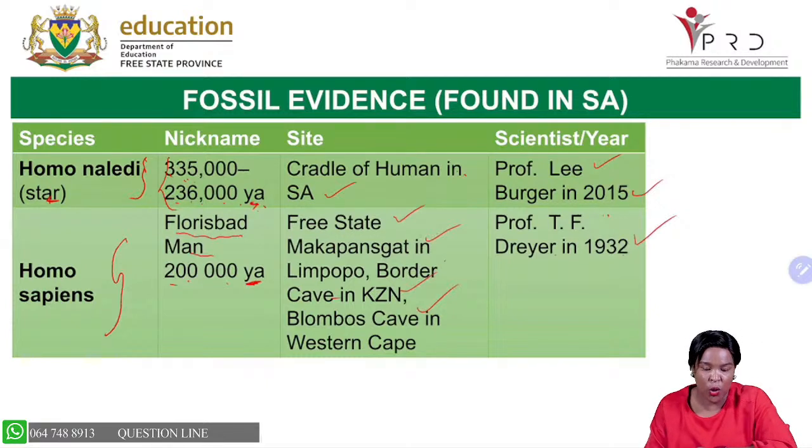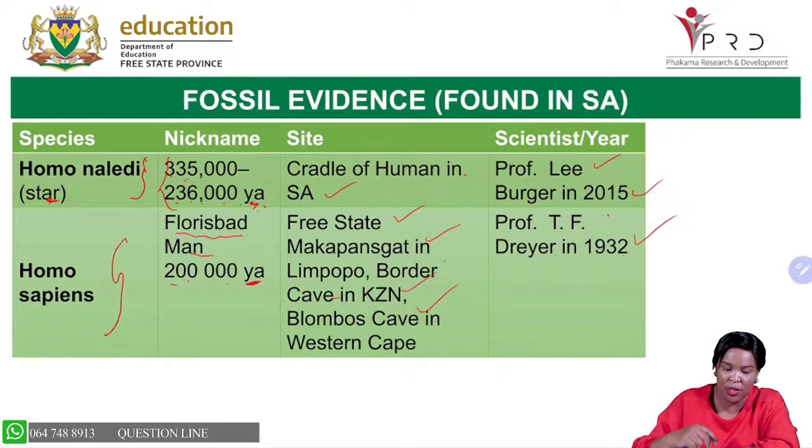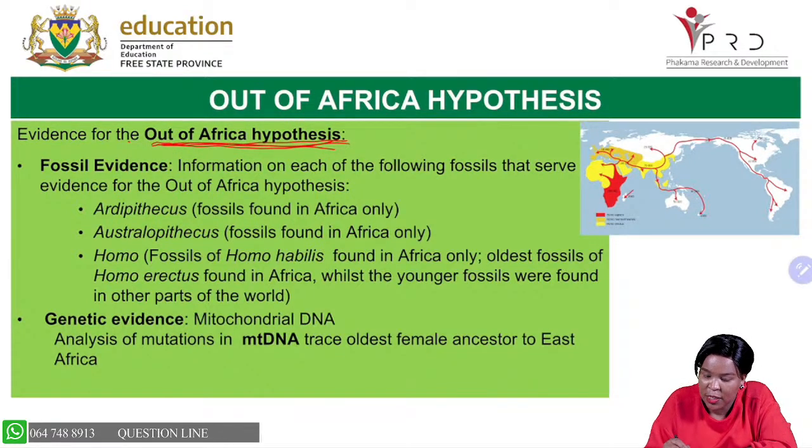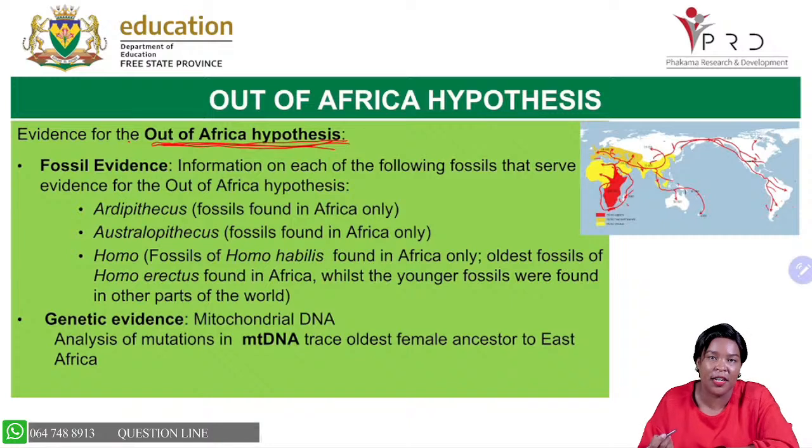The last part that you need to know is the out of Africa hypothesis. What is the evidence for the out of Africa hypothesis? What does it mean? It means all hominid species originated in Africa and moved to different parts of the world. So you see on this map, the red is in Africa, and then you see all the arrows moving to different parts of the world. So that is what is meant by the out of Africa hypothesis.